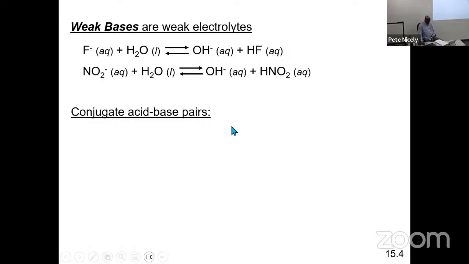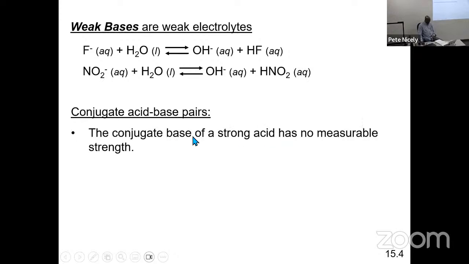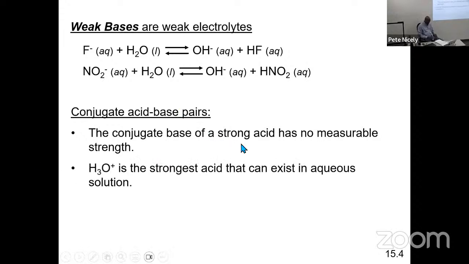Then we have this term, conjugate acid-base pairs, all right? So basically, what you'll find is that some general things we can observe in terms of the strength of conjugate bases that are formed when an acid loses protons. First thing that is mentioned here is that the conjugate base of a strong acid has no measurable strength. So basically what that means is that if the acid is very, very strong, like hydrochloric, nitric, and so on, that means that the conjugate base formed from those acids will be very, very, very weak. In fact, so weak that it has no appreciable effect on the aqueous environment.